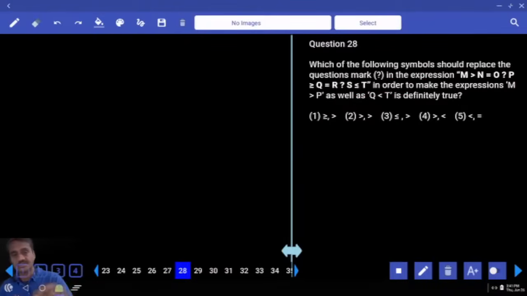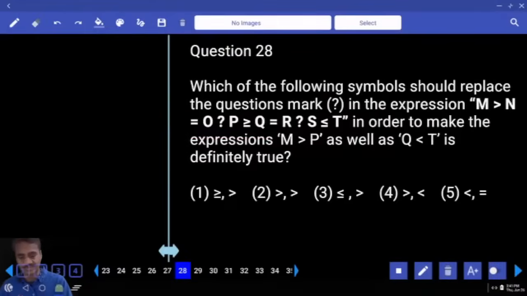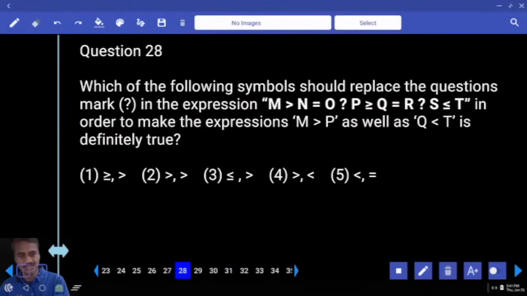Then 28. Now in this question number 28, you need to find out the relation between M and P. Now remove this symbol, equal to. Finally, you need to have the relation between M and P. Now between M and P, greater than is in between.